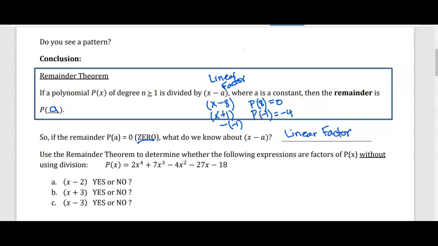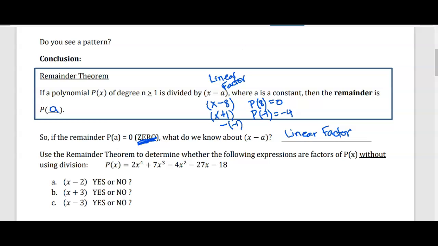So here on the examples, we're going to use this remainder theorem to determine whether these three expressions, x minus 2, x plus 3, and x minus 3, are good factors of this quartic polynomial p of x. So it's pretty long. We don't want to have to do the division, so we're going to do a quick check to see if they're good zeros or not. So if we end up with 0 as our remainder, then we know it's a good linear factor. So remember, it's always the opposite of a. So it's after a minus sign.